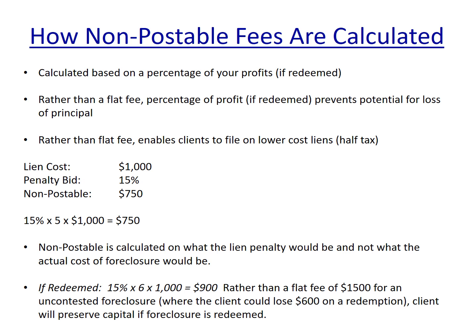If it were redeemed, as I mentioned, you'd have 15% times the total compounded rate, which would be 6% times $1,000. That's going to be $900. So again, rather than the flat fee of $1,500 for an uncontested foreclosure, where the client could lose $600 on a redemption, the client will actually preserve capital and still come back with a little something. It's not great, but at least it enables you guys to take the handcuffs off and really consider what you want to go for.